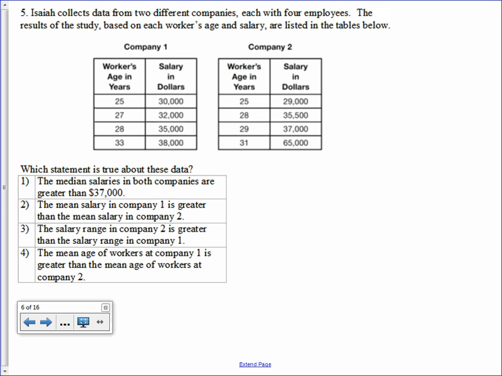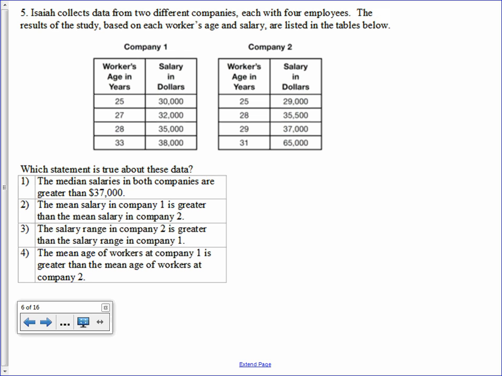The median salaries in both companies are greater than $37,000. Well, I need to know the median salaries for each. The mean salary in choice 2 in company 1 is greater than the mean salary in company 2. I need to know what the mean salaries are. The salary range, I need to know what the salary range is. And choice 4, the mean age. So, I need to do some calculations.